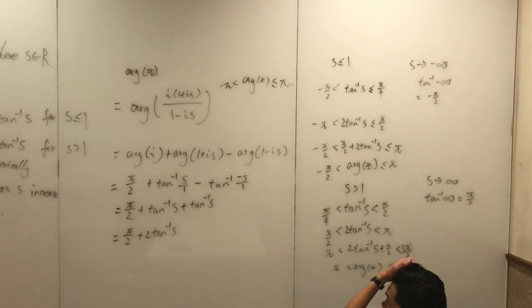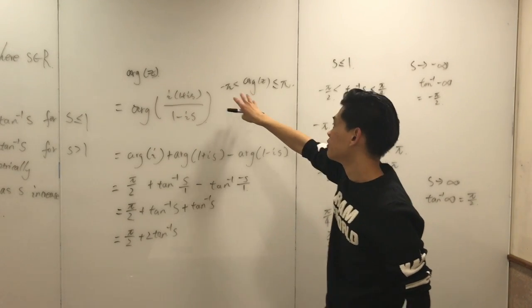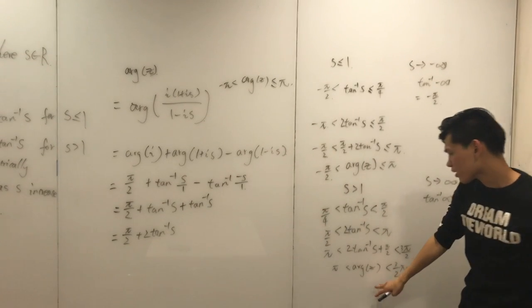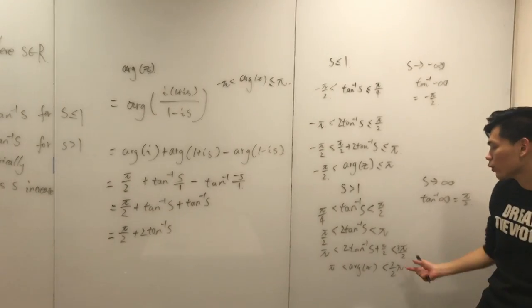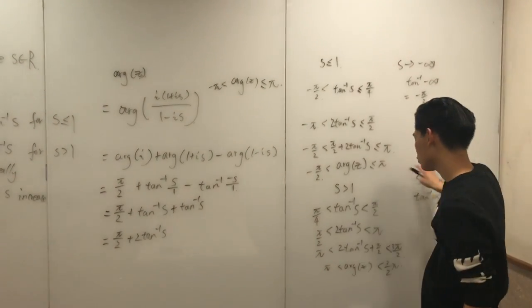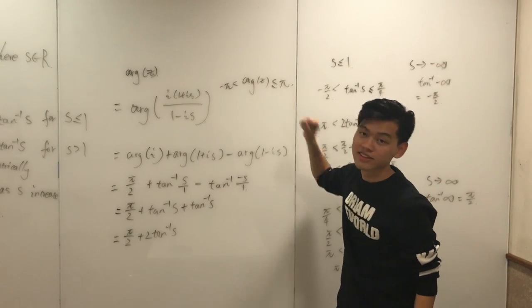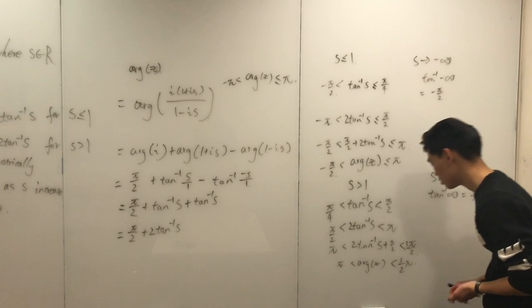Right? But as we said, arg z has to be in the range between negative pi and pi. Now we got arg z in the range between pi and 3pi/2. So what do we do next? We need to change it back into the range of arg z. So what do we do? Just simply minus 2pi.